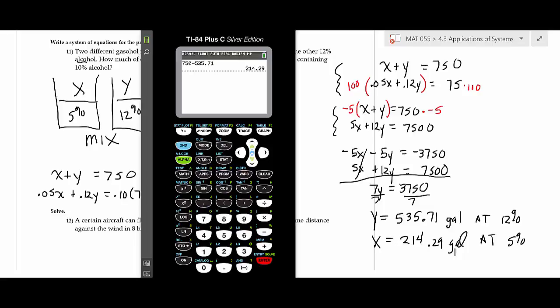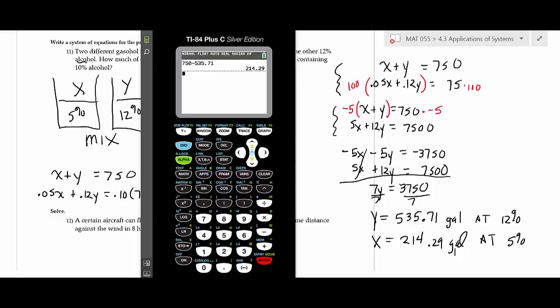Okay, your first equation's good. The second one now, you're doing 10%. Yep, because that's what it said. Remember, that was 10% of 750. So you're doing 5% of x, which is correct. 12% of y, that's correct. 10% of 750. Okay. So what you'd want to do is write your system like this.